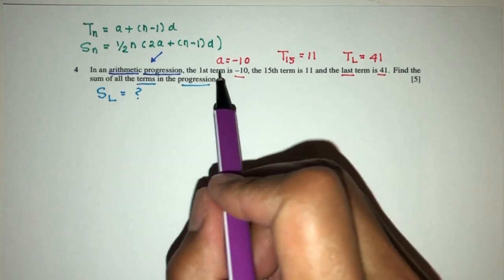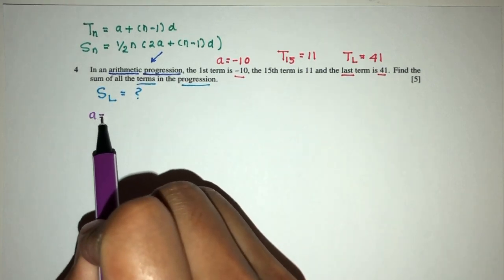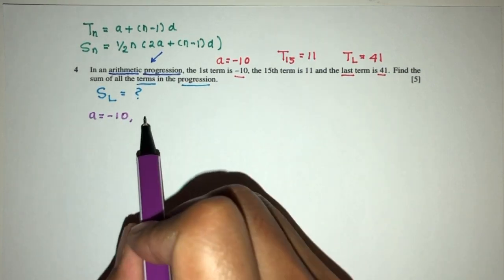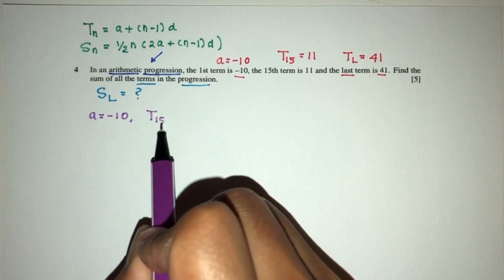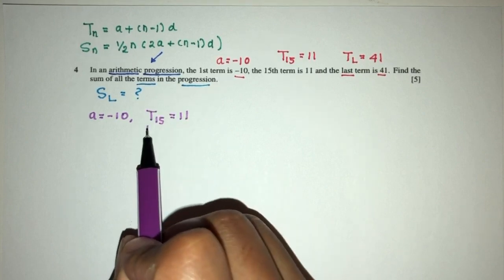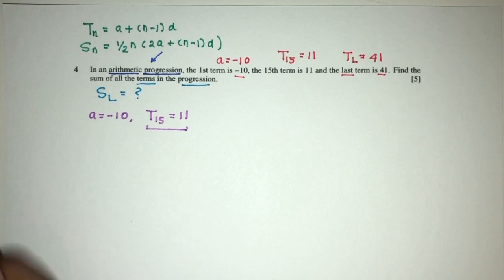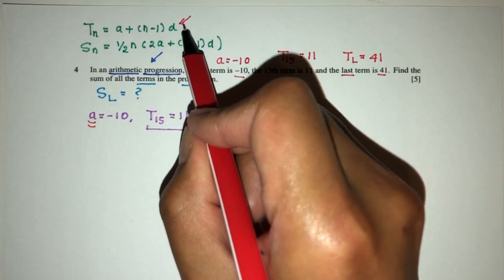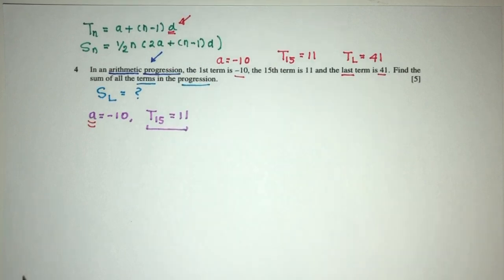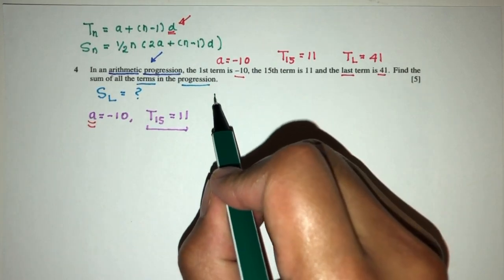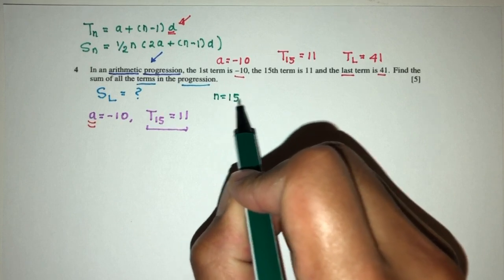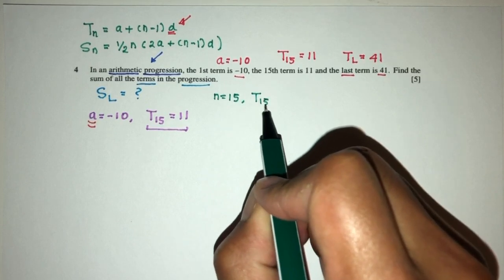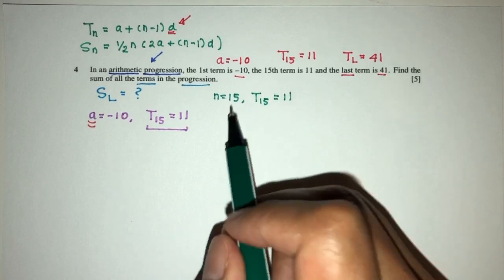Now, let's go ahead. So here we have the first term is minus 10. And we have the 15th term is 11. So we can use this first, because if you realize we have the value of a, but the value of d is missing, right? So we have to find d, first thing first. So let's do that. When the term is 15, the value is 11. So let's use that knowledge to find the value of d.